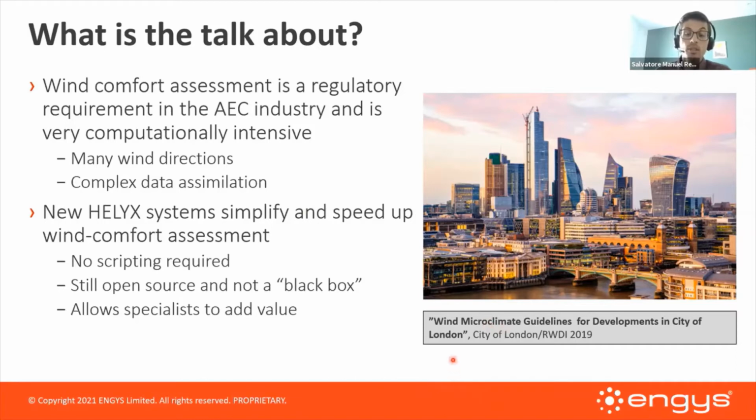In 2019, City of London RWDI published the standardized methodology for London based on 36 wind direction analysis. And wind consultants have developed their own workflow, often combining CFD run results using Bash and Python scripting. In this talk, I'm going to introduce a new system in Helix which simplifies and speeds up the wind comfort assessment. The framework that we propose removes the need for external scripting, but is still open source. Therefore, it enables specialists in the field to add value and customize it based on what they want to do.